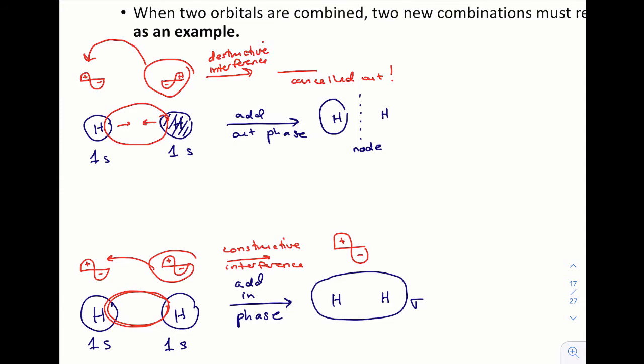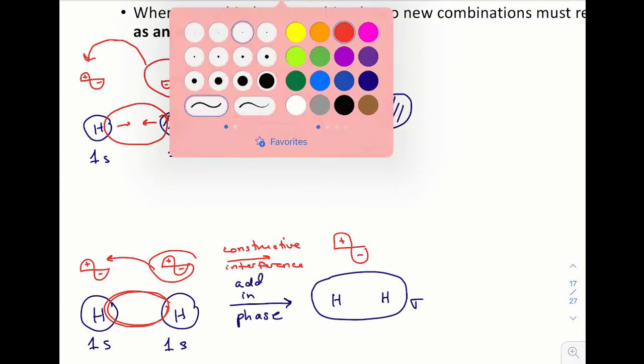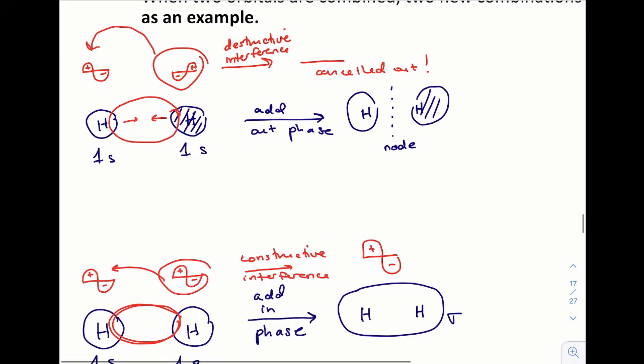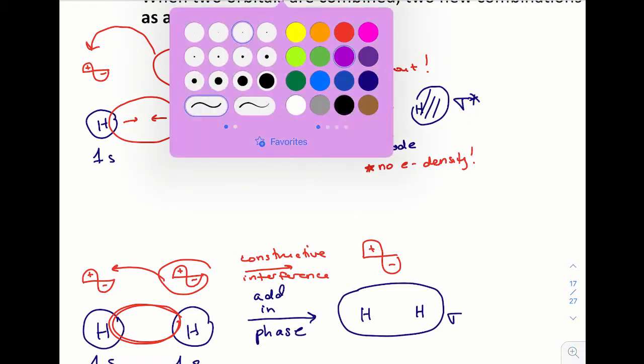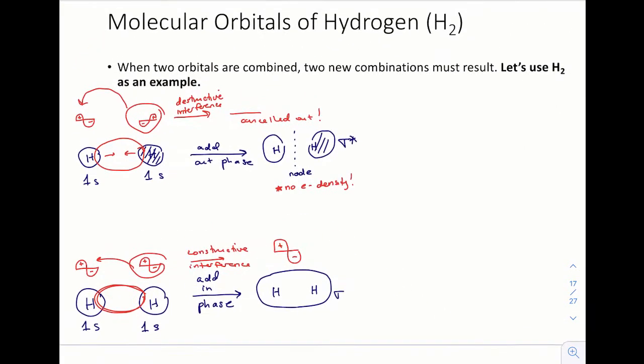Nodes are regions of zero electron density. There is no electron density between those two nuclei. Now, it looks like the two orbitals are leaning away from each other. No, they canceled out. There's a node there. There is zero electron density between the two nuclei in this orbital, which is called sigma star. It's also called an anti-bonding orbital.